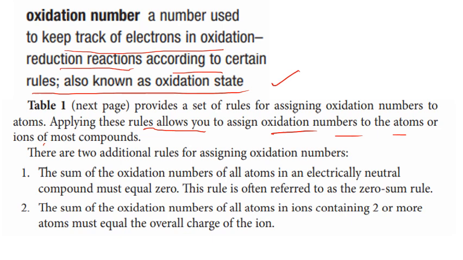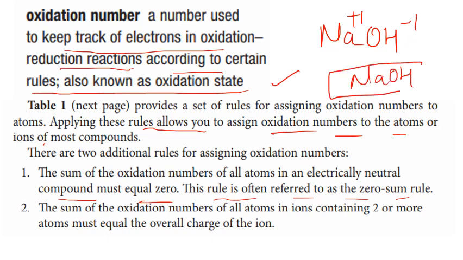The sum of the oxidation numbers of all atoms in an electrically neutral compound must equal 0. This rule is often referred to as the zero sum rule. So let's say we have NaOH. I just told you Na has +1, so this OH part should have -1, because NaOH is an electrically neutral compound, right? So if this is +1, this should be -1. So the sum of the oxidation numbers for all the atoms in an electrically neutral compound turns out to be 0.